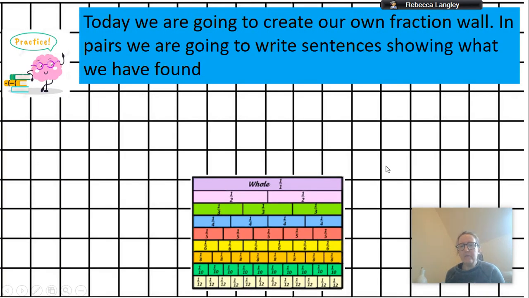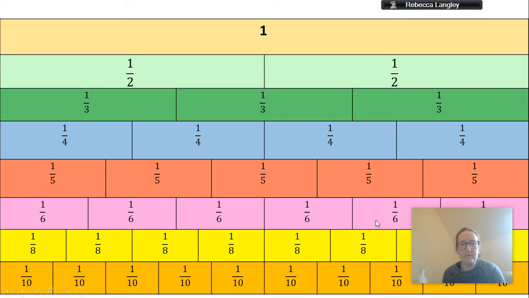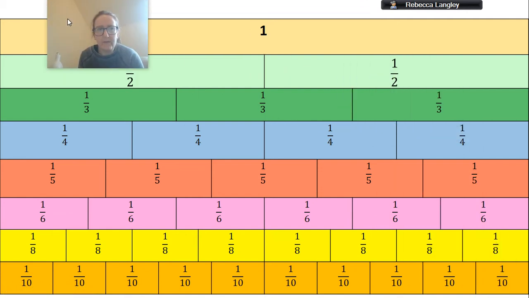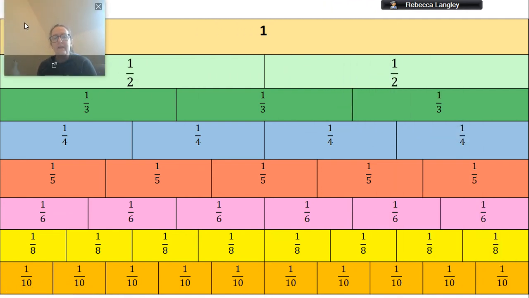Okay, today, if we possibly can, we're going to create our own fraction wall. This is a fractions wall. They're really, really useful for seeing equivalencies and so on as we go on. You're going to write sentences showing what you found by yourself because you're at home, unless you can find a mum or a dad to help you, which would be great too. So you're going to end up creating something that looks a bit like this.